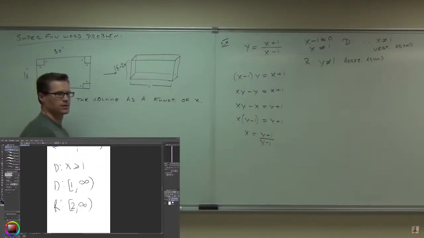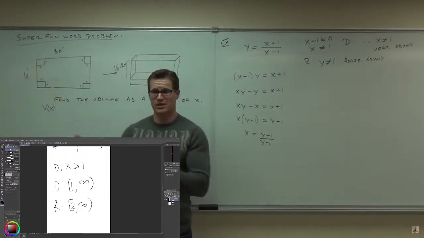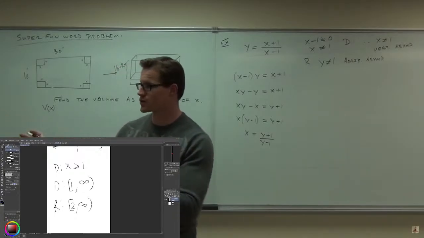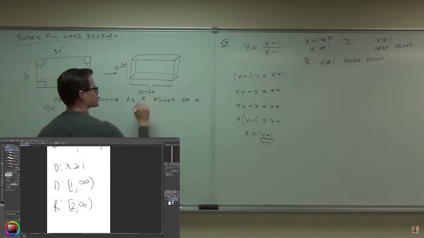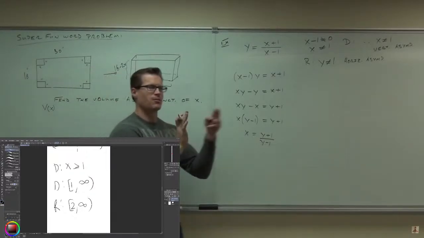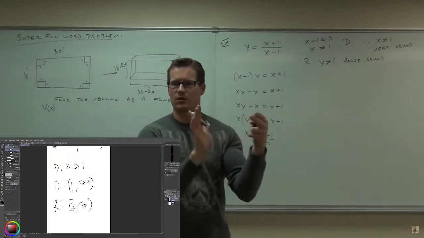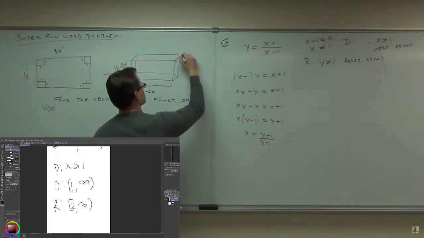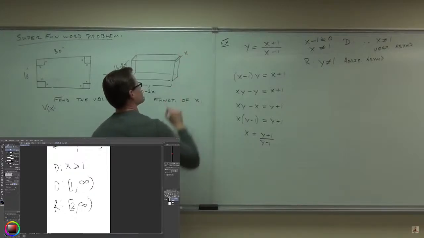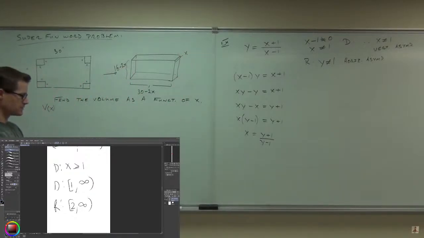What that means is, how about this length? What's that length? 30 minus... Sure, we still have the same x, right? Yep, because they're squares. So we're going to have 30 minus 2x. What about the depth of our box? The depth is x.